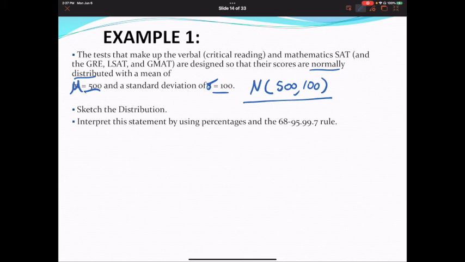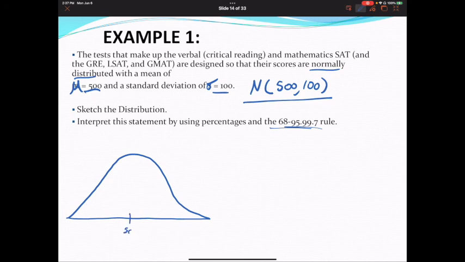So the first thing I want us to do is sketch the distribution and then interpret this by using percentages and the 68, 95, 99.7 rule. So I'm going to draw a normal distribution. Now it's not going to be pretty, right? But it is normal-ish, right? I know my mean's in the center, that's 500. And I want to go 3 standard deviations above and 3 standard deviations below the mean.